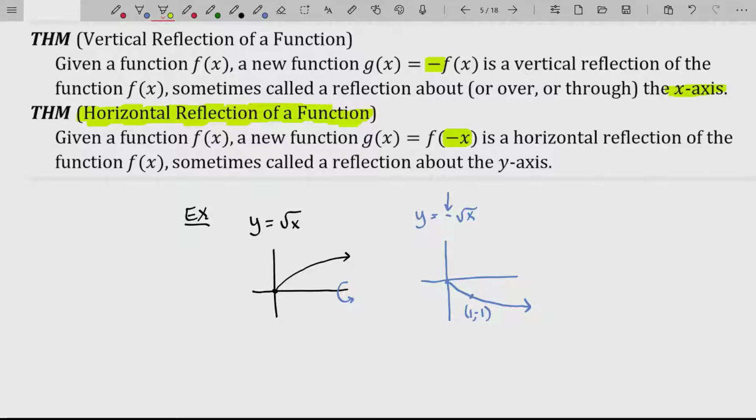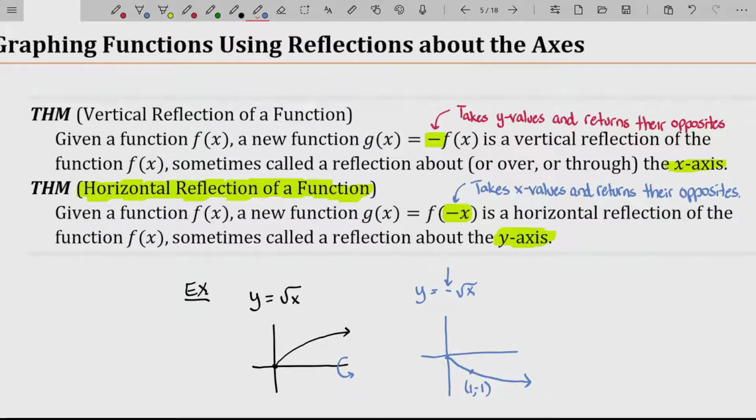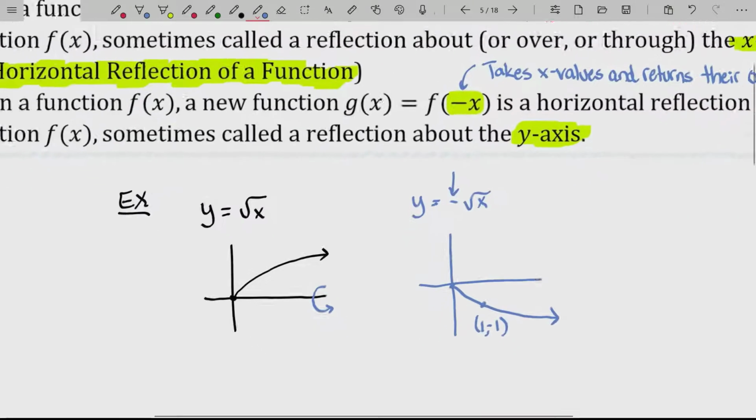I'm going to highlight that. So it basically takes all the x values. Maybe I should highlight this. So the top one there in red, g(x) equals negative f(x), it takes the y values and returns their opposites. So it just basically throws negatives in front of the y values, as we see right here.